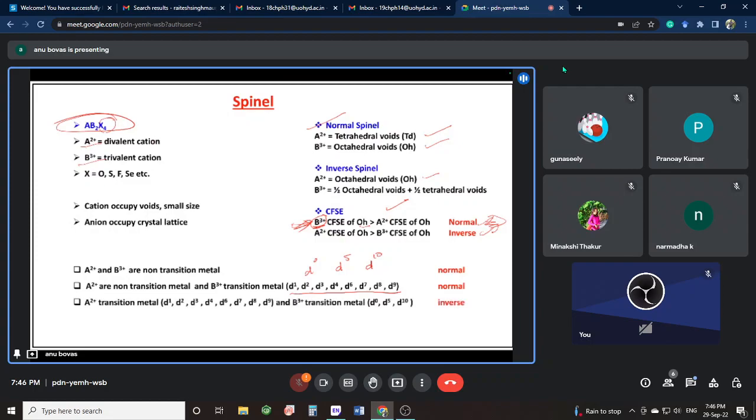And in the next case, if A2+ is a transition metal with these configurations, and B3+ is a transition metal with d0, d5 or d10 configuration, it will be an inverse spinel.